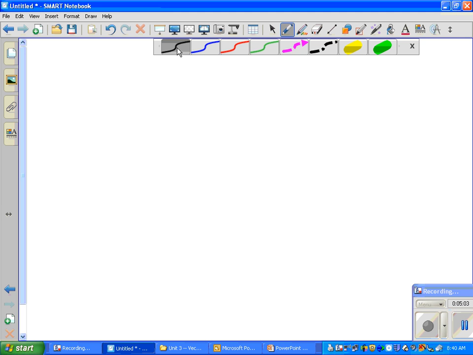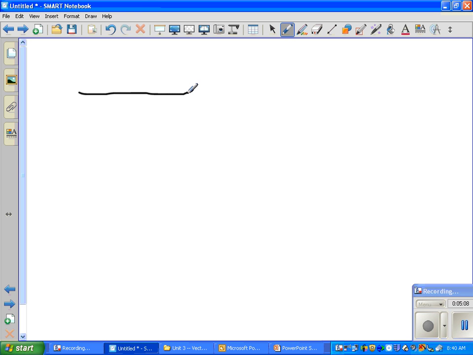Vectors are represented graphically by an arrow. When I'm drawing a velocity vector, for example, I need to draw an arrow. And if all I do is draw a line, that doesn't count, because the line tells me approximately the size of the vector, but it doesn't tell me anything about the direction of the vector. I need to add an arrow.